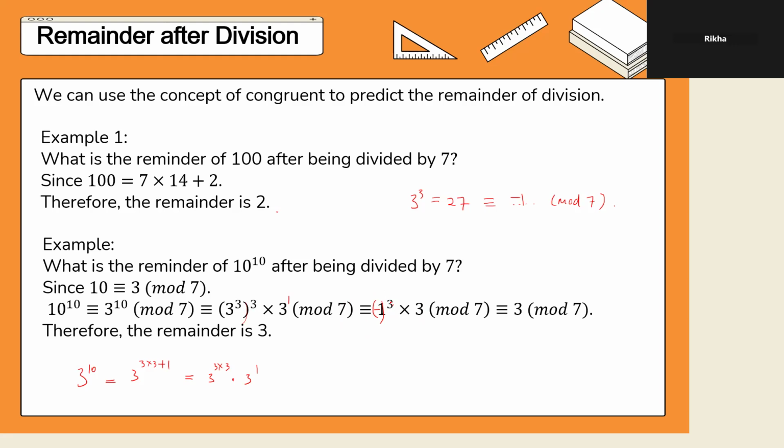So -1 raised to 3 is just -1. -1 times 3 is -3. -3 is congruent to what modulo 7? By adding 7, -3 plus 7 is 4. So this is congruent to 4 modulo 7. There is a mistake in my notes before. So we know right away that 10 raised to 10 has a remainder of 4 after being divided by 7. The remainder is not 3, but 4. That is how you use congruence to predict the remainder of a number.